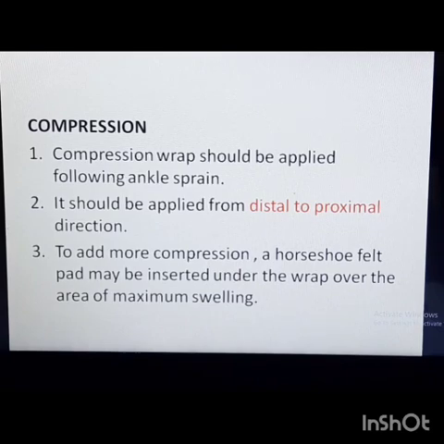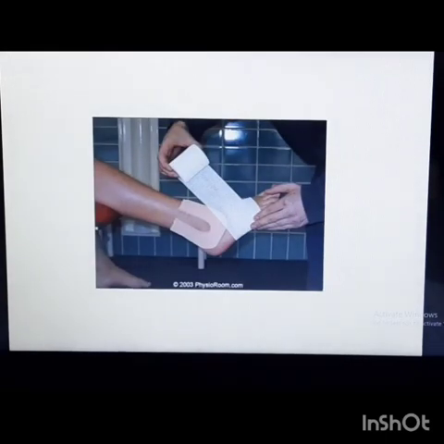To add more compression, a horseshoe felt pad may be inserted under a wrap over the area of maximum swelling, like this. You can see the horseshoe-shaped foam pad is applied, covering the sides of the lateral malleoli upwards. So when you compress it, it pushes the swelling towards the heart.